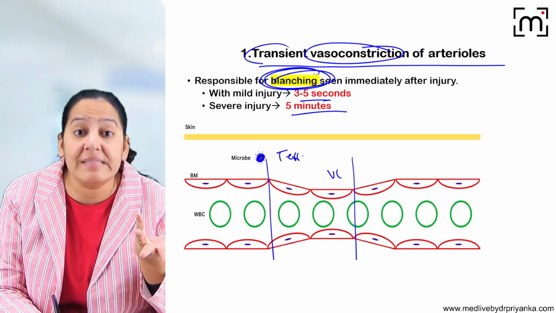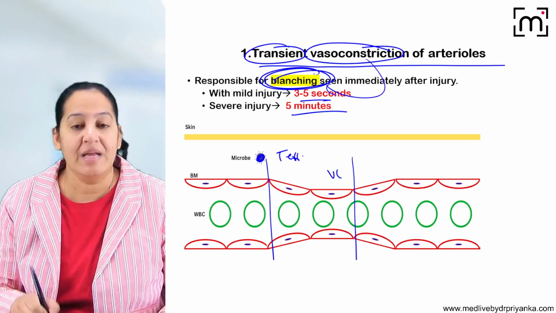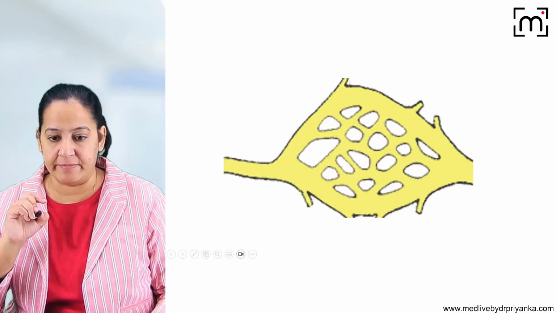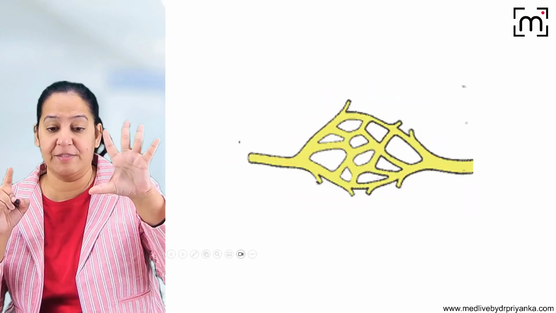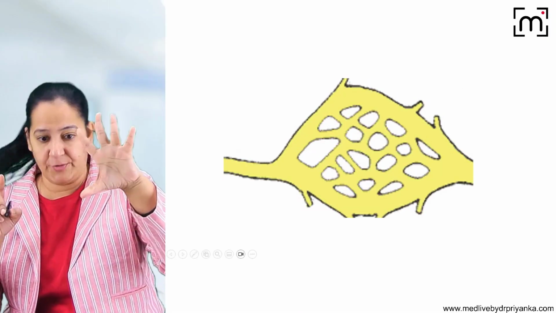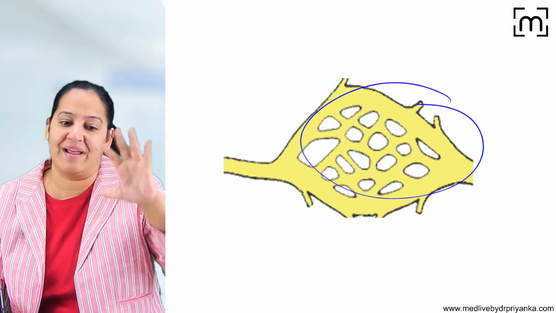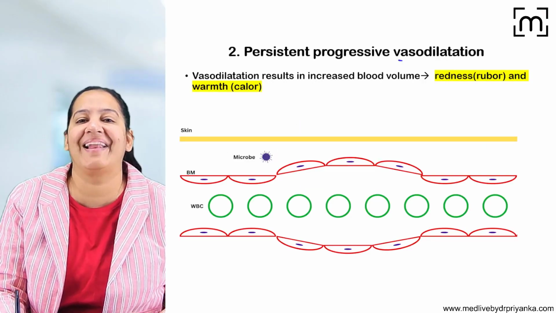It is transient vasoconstriction which leads to blanching. And you can see in the diagram itself, step 2: later on, vasodilation is taking place, but first vasoconstriction. So the second step is vasodilation.